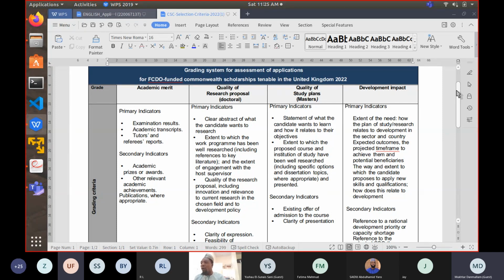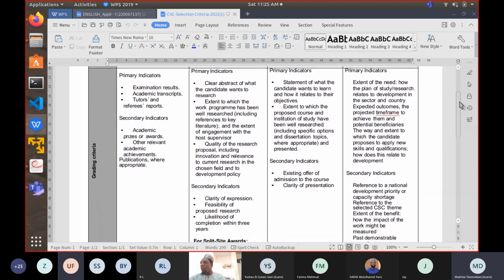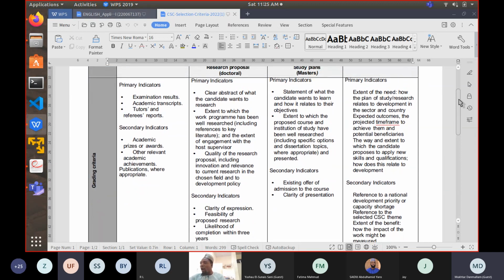Then clarity of presentation: how well do you present your activities, what you want to do and how you want to do it, and after you have the outcome, how it is going to contribute to the community.